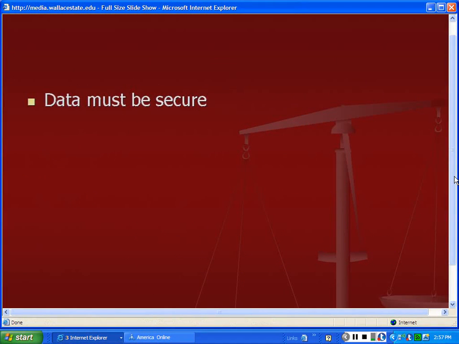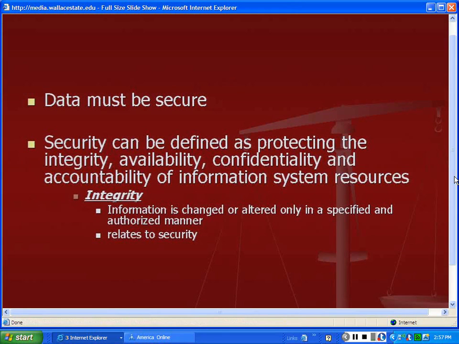The data within the electronic health record has to be secure and also has to have integrity. Now, security can be defined as protecting the integrity, availability, confidentiality, and accountability of information system resources. Now, most of those other words, you know what they are. The data has to be available. If you have health data in a system, you need to be able to access it. It needs to remain confidential. When we talk about accountability, we need to know who's accessing that information, and it should only be those individuals who have authority to do that.